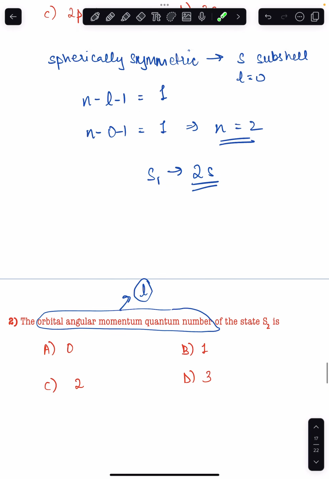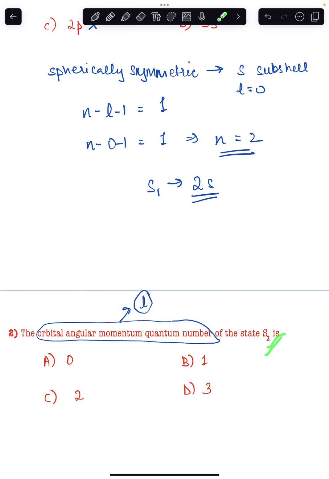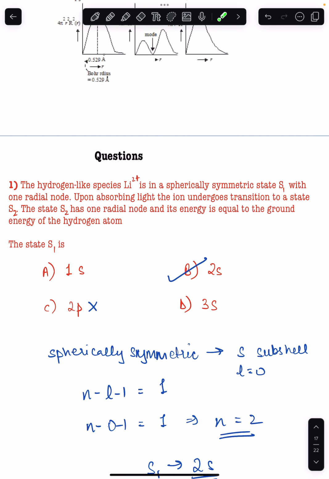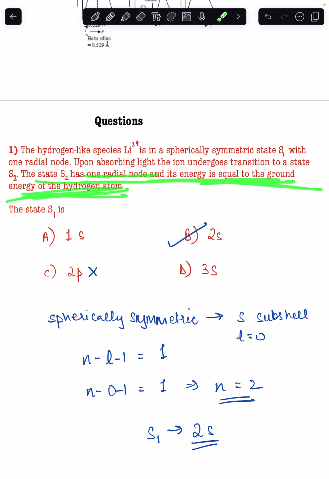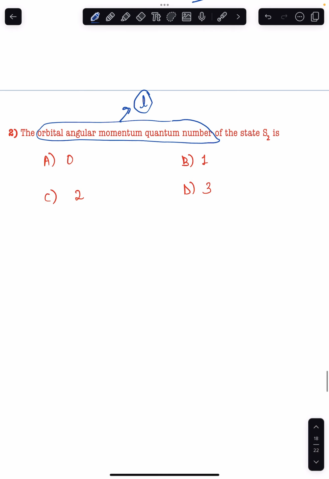But it is asked of the state S2. Alright, we have to tell of the state S2. Now for S2, it absorbs light to undergo transition, which means that if it is 2, it is going to go to 3 or 4 or 5 or 6, like this. It is not going to be less than 2 because it's absorbing light, so it is gaining energy. The state S2 has one radial node and its energy is equal to the ground energy of the hydrogen atom. So I think we need to check here.